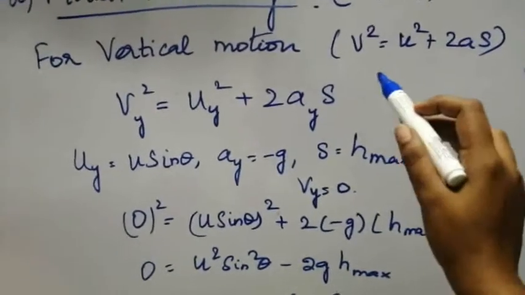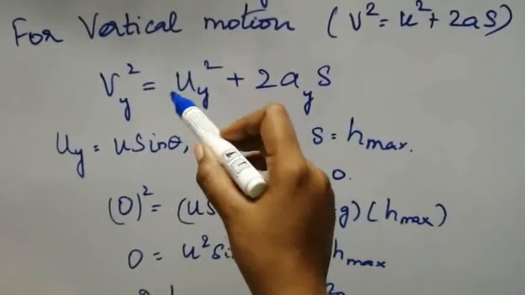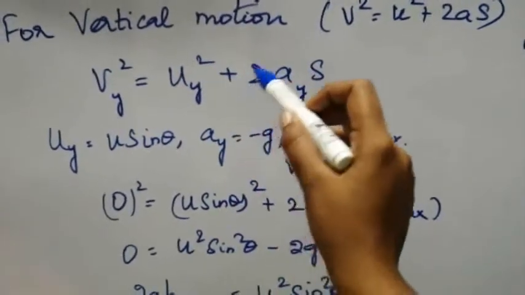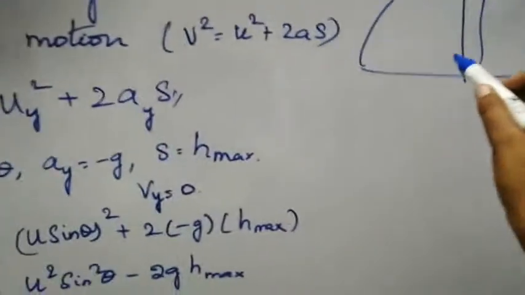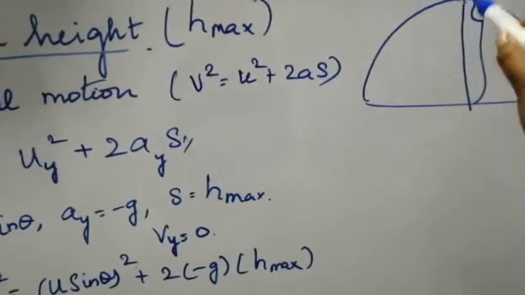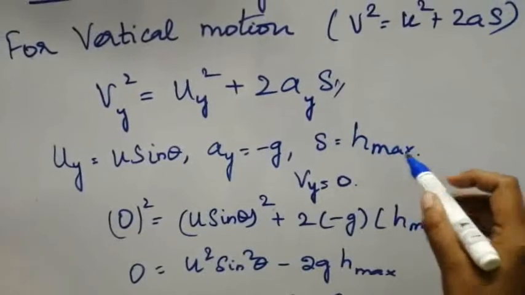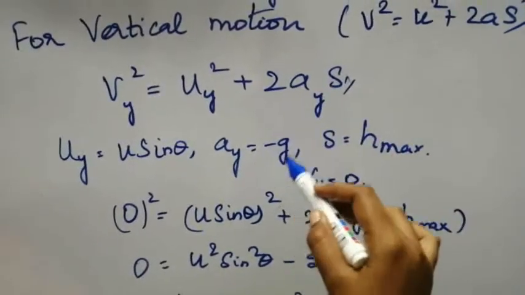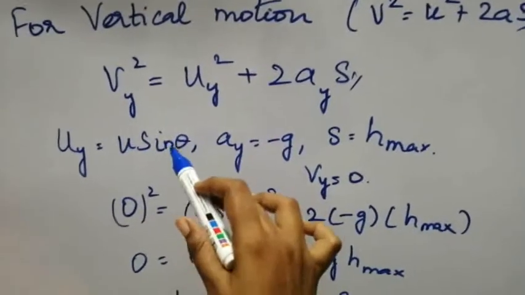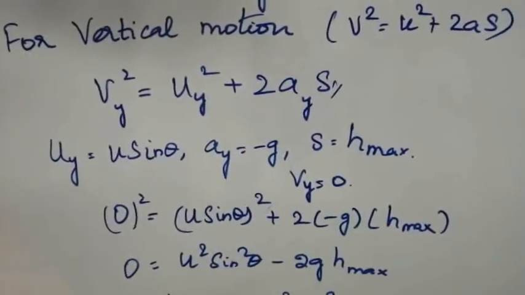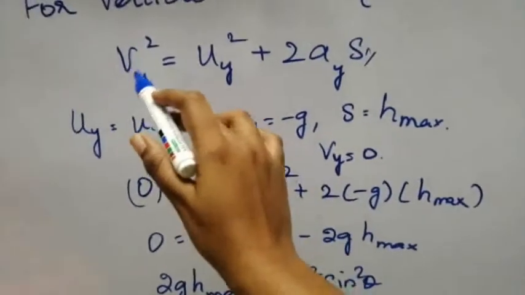As it is vertical, you have to put it with respect to y. So vy square equals uy square plus 2ay into s. S is the displacement. Here in the vertical, the displacement is the height h max, isn't it? So s is h max, and for y we know acceleration is minus g, and uy is u sin theta. The final velocity is 0 here, which means vy is 0.